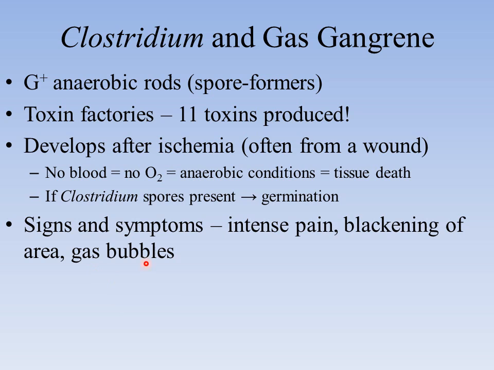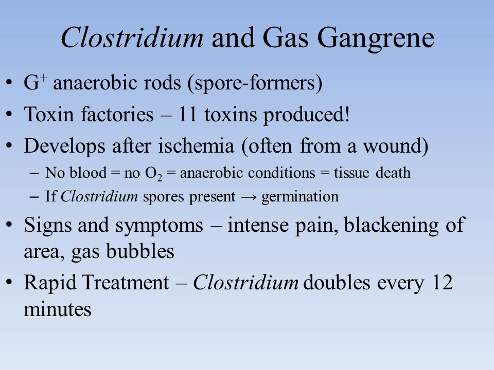The gas bubbles are actually coming from the Clostridium, which, as it's growing anaerobically, is producing hydrogen and carbon dioxide gas. So we're having gas bubbles produced. Sometimes these bubbles will actually break and ooze. So treatment of this is incredibly important to happen as quickly as possible. You have to treat this rapidly, because Clostridium in these great anaerobic conditions can double every 12 minutes, which is actually insane. So one cell will divide, 12 minutes later the cells will divide again, and again. That is incredibly fast.